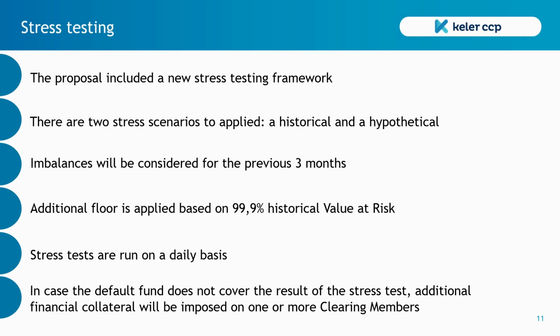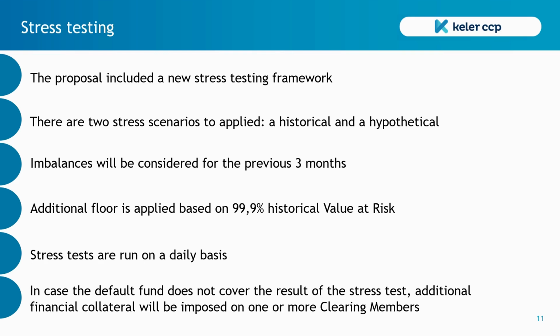And these parameters are multiplied with the imbalances, and we check whether the collateral requirement covers this stressed imbalance exposure or not. And the default fund has to cover the biggest exposure calculated this way, or the second and third biggest exposure, whichever is the highest: the first one, or the sum of the second and third. So that has to be covered by the default fund. In case the default fund doesn't cover the result of the stress test, additional financial collateral will be imposed on the clearing member or members who cause the inadequacy of the default fund.